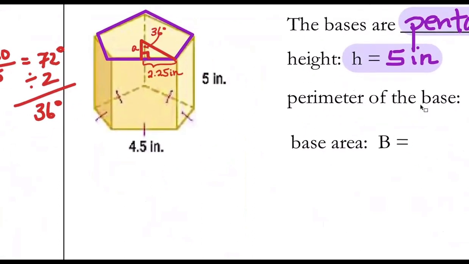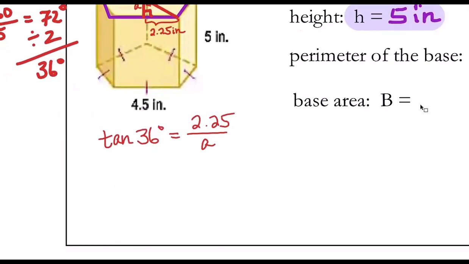All right, so we're going to do, let's see, that'd be opposite over adjacent. Tangent of 36 is opposite, which is 2.25, divided by the adjacent, which is our apothem. Okay, multiply by a, divide both sides by tangent 36. We're doing 2.25 divided by tangent 36. And that gives us approximately 3.1 inches.